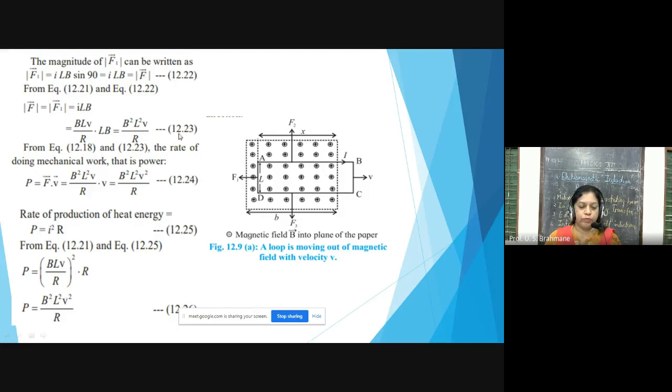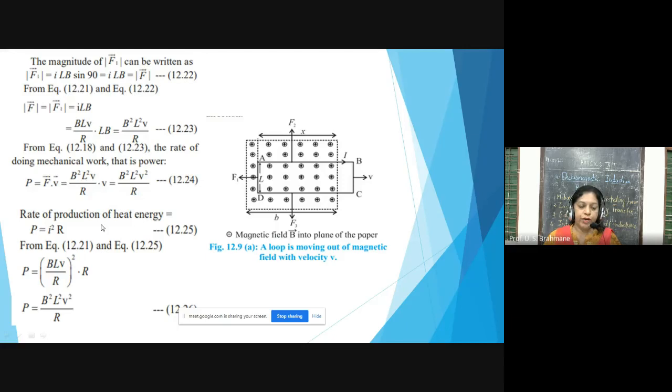And from the starting equation, that is from equation 12.18 and 12.23, the rate of doing mechanical work, that is power. I have told you, the rate of doing mechanical work is nothing but F dot V. So from here, F value is what? This. So write down here, B square L square V upon R dot V, which is equal to B square L square V square upon R.